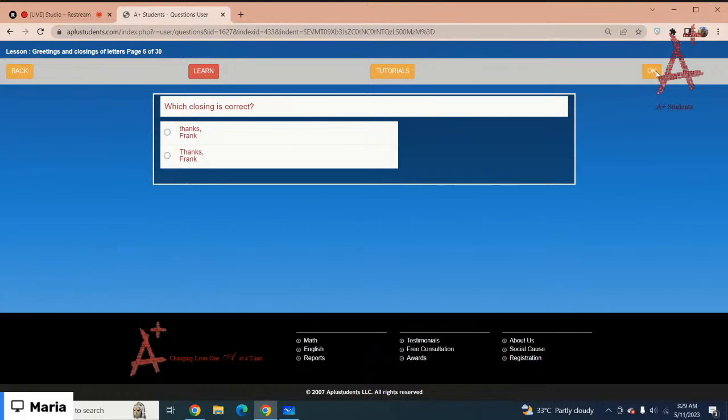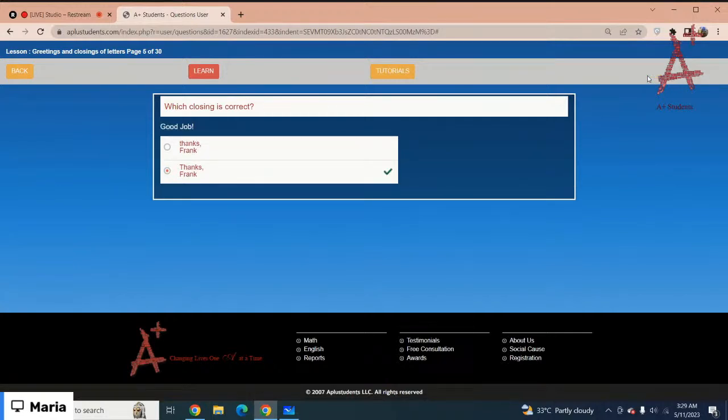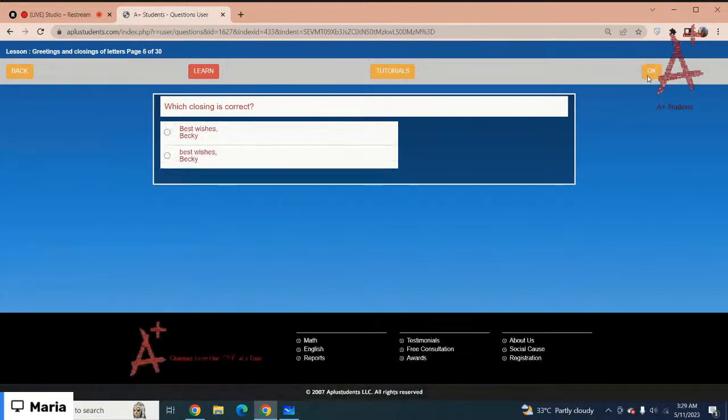Okay, which greeting is correct? Thanks, Frank, option 1 or option 2, which is the correct one? The correct option is the second one. T and F, both the letters must be capital. So the correct option is the second one.